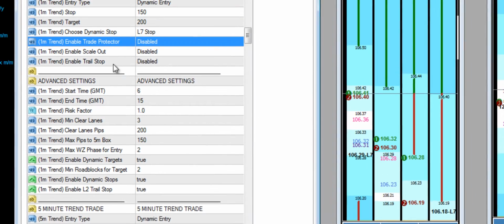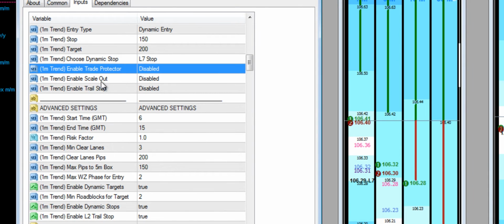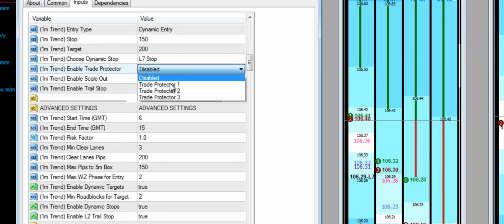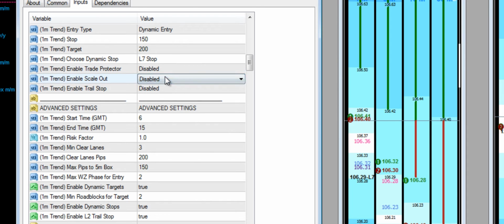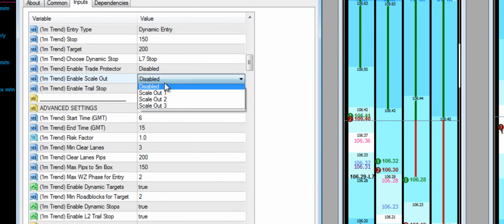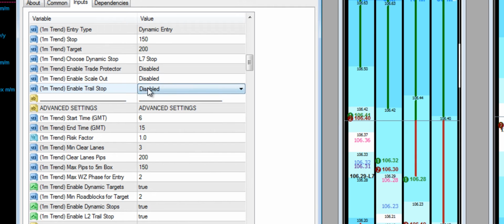Basically, I used to have every setup had its own trade protector, every setup had its own scale out, every setup had its own trail stop. Now I've set up 3 programmable protectors, 3 programmable scale outs, 3 programmable trailing stops. So you can see there's 3 trade protectors, there's 3 scale outs, and there's 3 trail stops. So how do you use this? You just assign one of them to a setup. So I'll use trail stop 3 for the 1-minute trend. Well, what is trail stop 3?